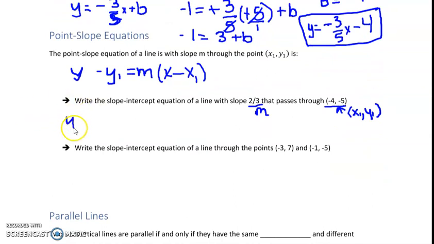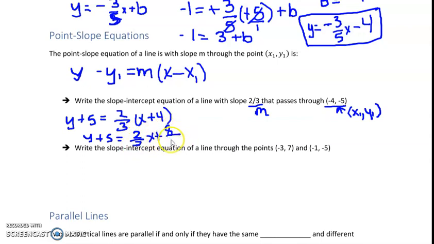So plugging this in, I get y minus y1 is -5, so that makes it a +5, equals m is 2/3, and then x minus x sub 1 is -4, so subtracting that makes it a +4. Now I'm going to do a little bit of algebra here, and we can distribute the 2/3, so we get y plus 5 equals 2/3 x plus 8/3. I hate dealing with fractions, so something I like to do is multiply everything times 3, and that's going to make those fractions disappear.